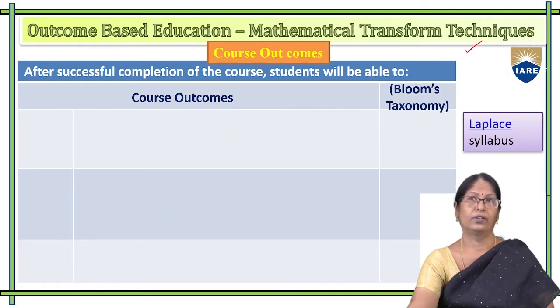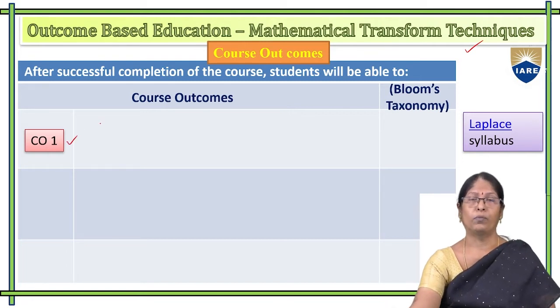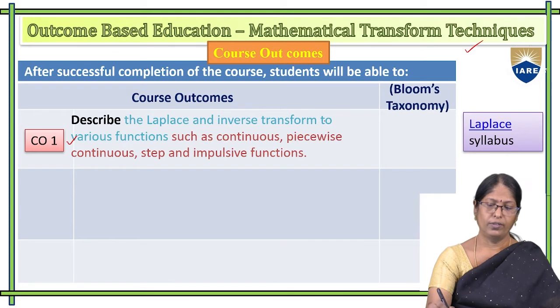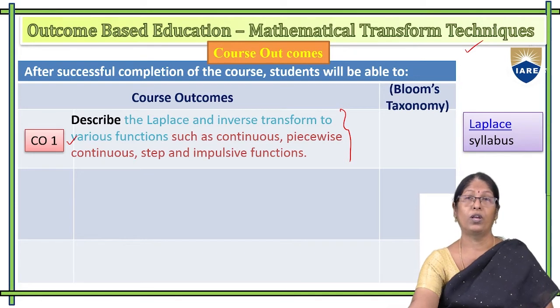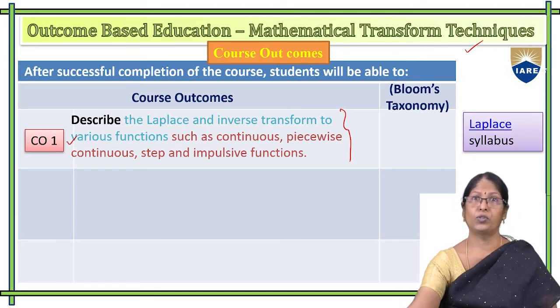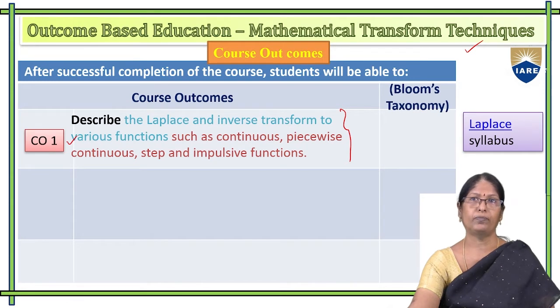The first module is Laplace Transform, for which this is course outcome 1. This course outcome is framed according to the formula: the student should be able to do plus behavior plus resultant evidence. This is the formula for the relationship between course outcomes and program outcomes. Now, this is the first one, CO1.